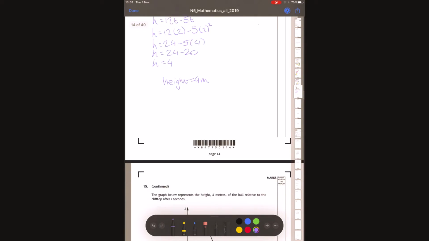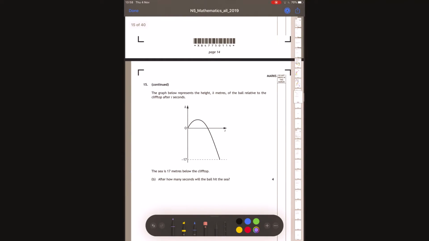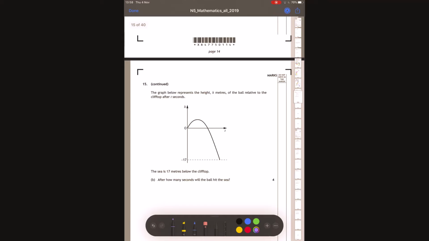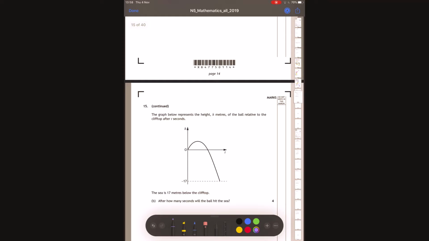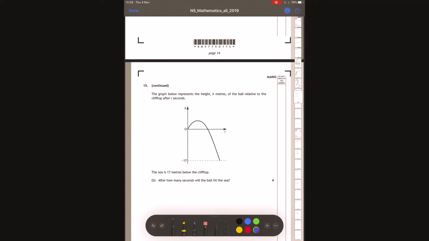Okay, so now on to part B. The graph below represents the height h meters of the ball relative to the cliff top after t seconds. So this initially can be slightly confusing. Why are they giving us 2 graphs? But guys, this graph here is just exactly the same as the picture above. Okay, so I'm going to draw on this just to make this really clear, because this is a hard question, guys. I just had to go and pause to make sure what I was saying was correct.